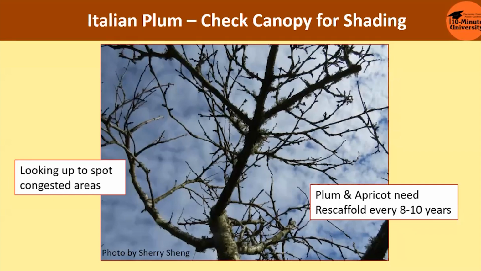And another thing is plum and apricot need what's called re-scaffolding every 8 to 10 years. And this happens if the fruiting wood becomes so high and out of reach. And the re-scaffolding is a pretty scary process. Basically, for example, if you have a 10-foot branch, you cut off 8 feet, in order to stimulate new growth and develop that into a new scaffold.